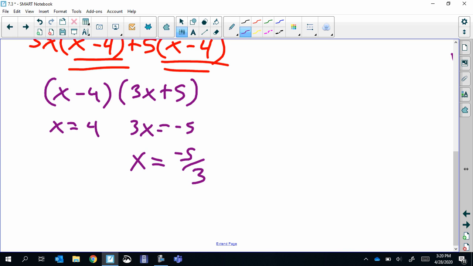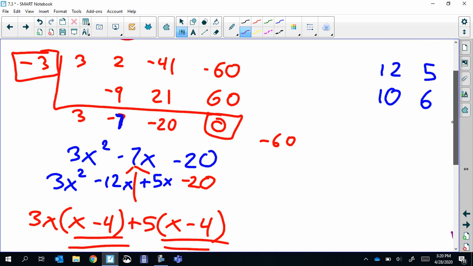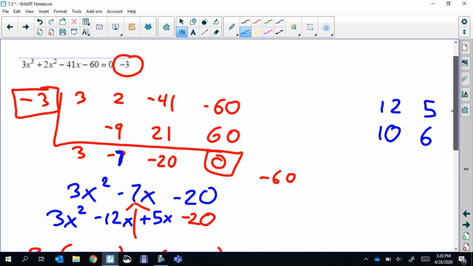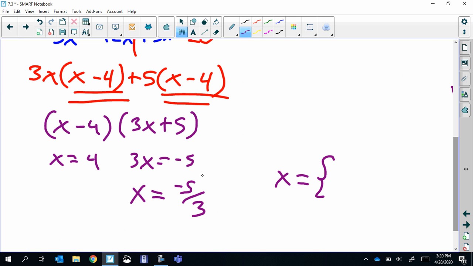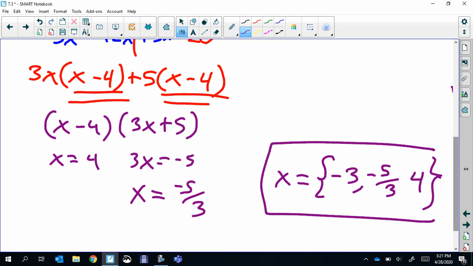-5 over 3. So all of the roots, those would be x equals, you should list them in order least to greatest, but our answers are -3, 4, and -5/3. So -3 is the smallest, then -5/3, and then 4. Should list them out least to greatest, and in these little braces here. That's the best way to write them all out.